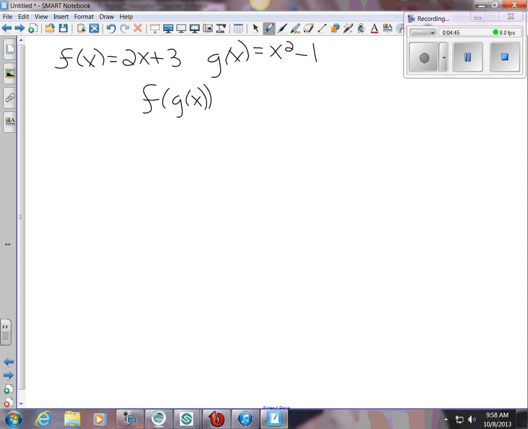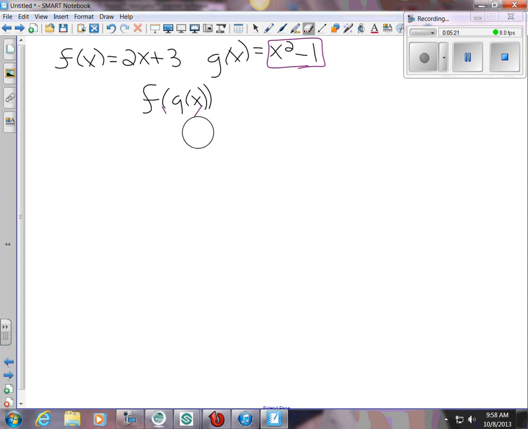F is eating g. So my g of x, or x squared minus 1, is going to go into my f of x, or 2x plus 3. Where do you think it's going to go in? If you think about this, it's f of g of x. Normally, we're used to seeing f of x, right? What's in place of the x? My g of x. So we're taking g of x, x squared minus 1, and we're putting it in for the x in f of x.